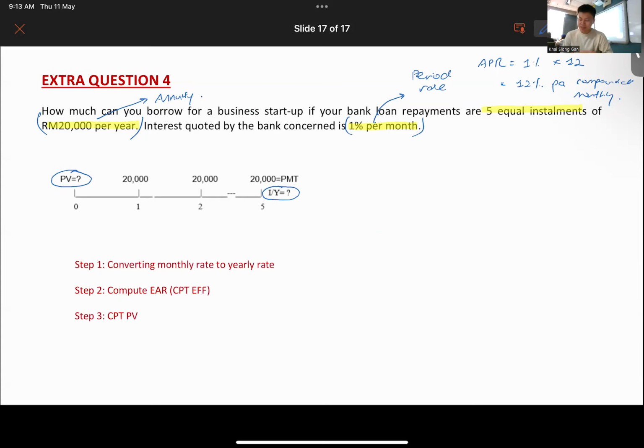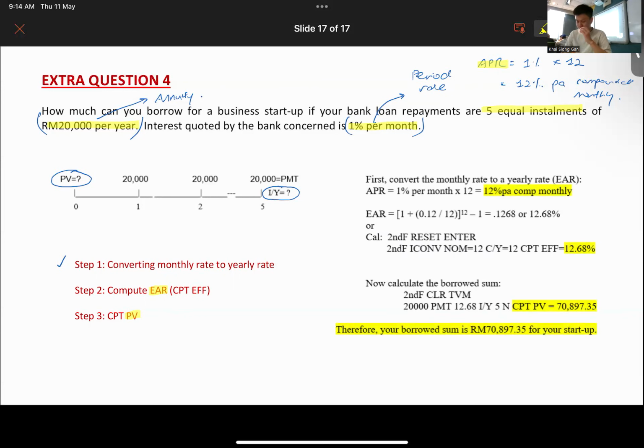There are a few steps here. First, we want to convert the monthly rate to a yearly rate. Just now, 1% per month is a monthly rate, the period rate, so we convert it into APR. APR is the annual rate, that's why we call it annual percentage rate. So we have done the first step already. Now we can calculate the EAR, because we have the APR already. Once we have the EAR, we can calculate the present value. So 3 steps. How do we do it? The first step, I have already done.